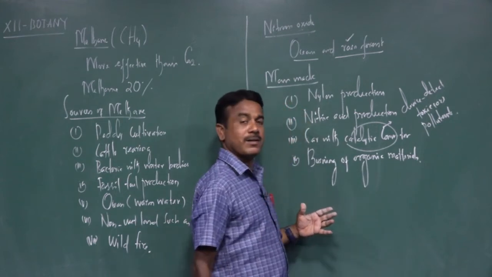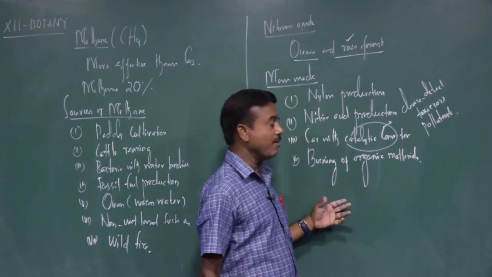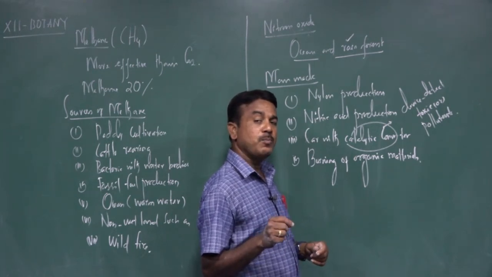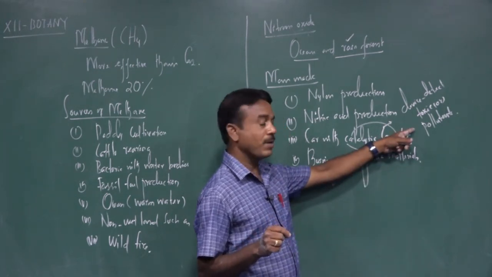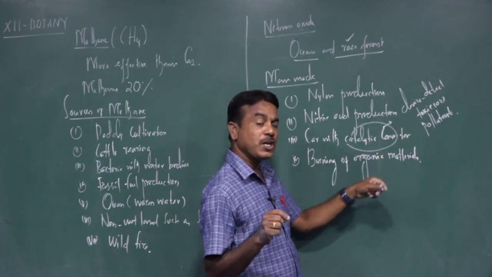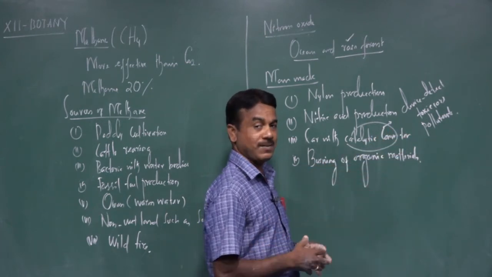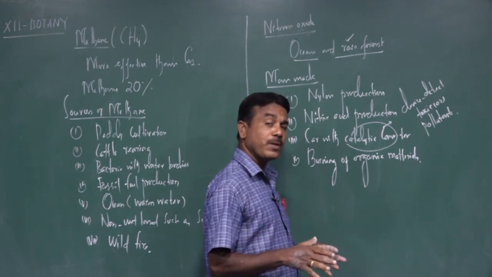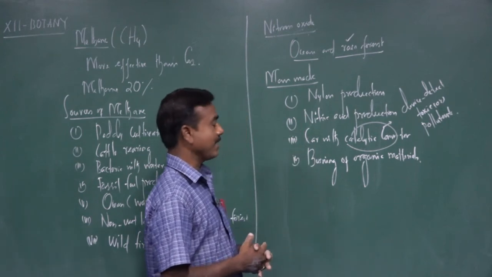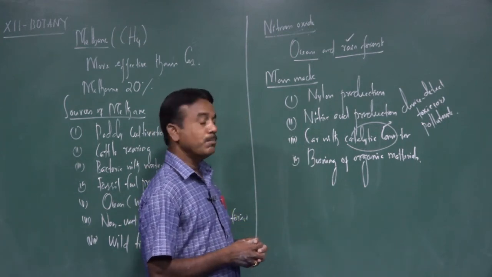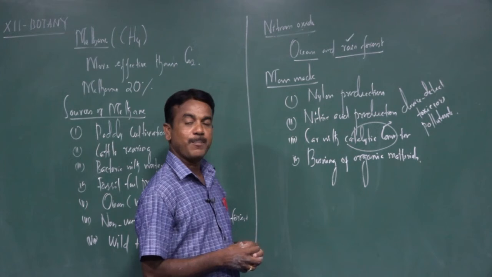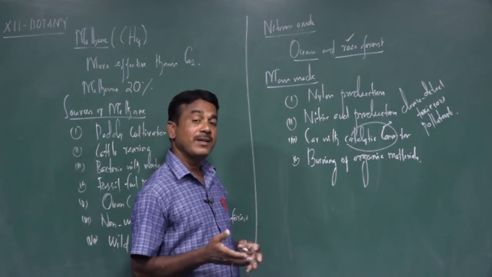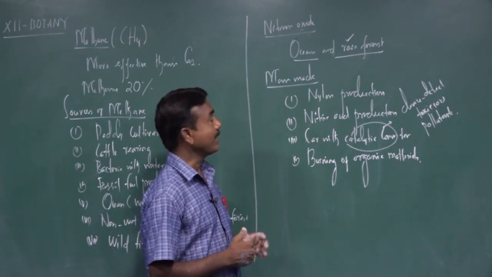So the catalytic converter in the car detects how much pollution or how many toxins are present in the fuel. That catalytic converter also eliminates nitrous oxides. The last one, burning of organic material. Plant material burning on the surface of the soil is also responsible for producing nitrous oxides.